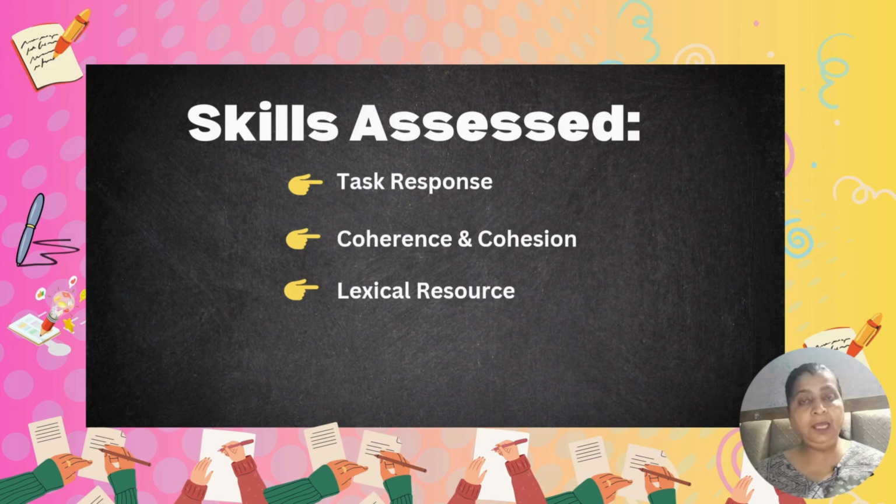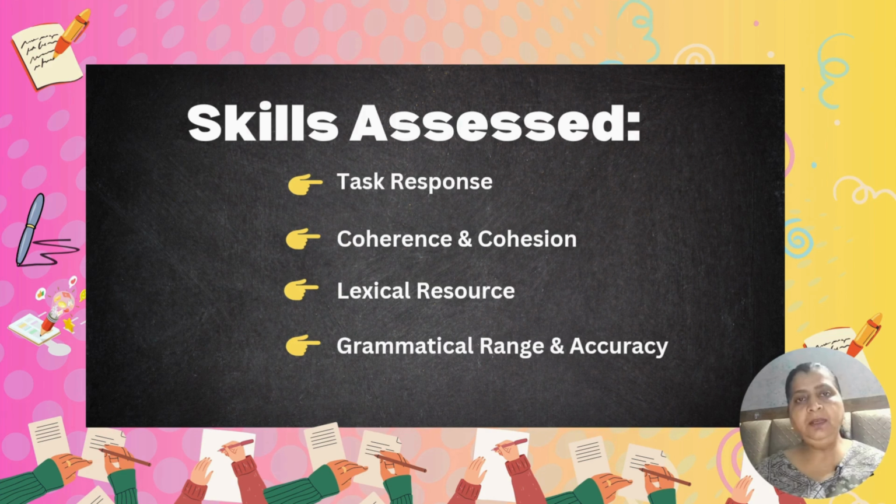Third, lexical resources or vocabulary. Please don't repeat words in your essay. Use synonyms. Fourth, grammatical range and accuracy. Grammatical range means the variety of grammar you use, the variety of sentences you can use. Grammatical accuracy means proper tense, proper usage of prepositions, proper usage of adverbs. So, you are assessed for the following skills: task response, coherence and cohesion, lexical resource, grammatical range, and accuracy.